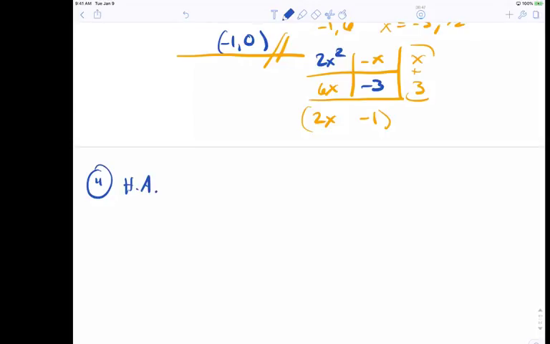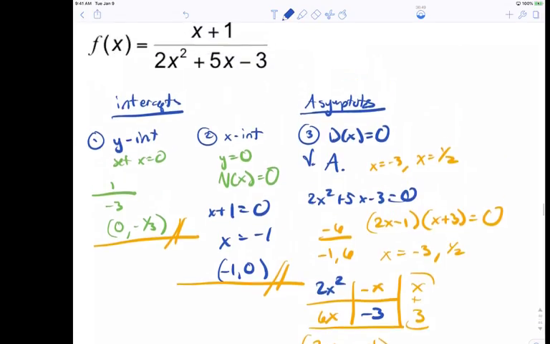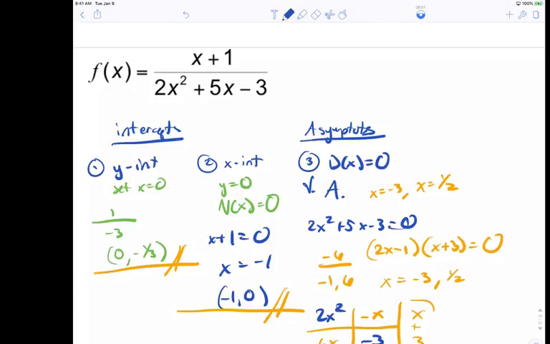All right. So to find horizontal, what do we need to do? We need to compare the degree of the numerator to the degree of the denominator. What's the degree of the numerator? 1. What's the degree of the denominator? 2. Is the numerator larger than, smaller than, or equal to? Smaller. So that's actually case 1 that we had in that list of cases.